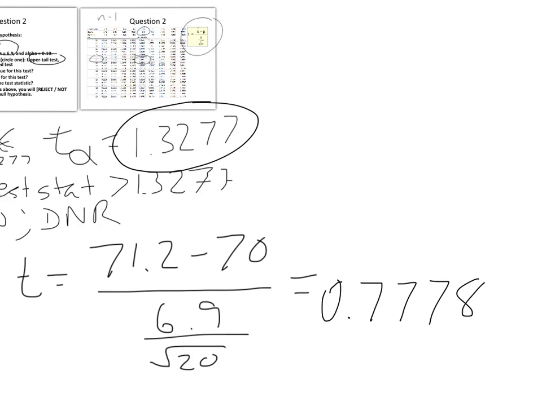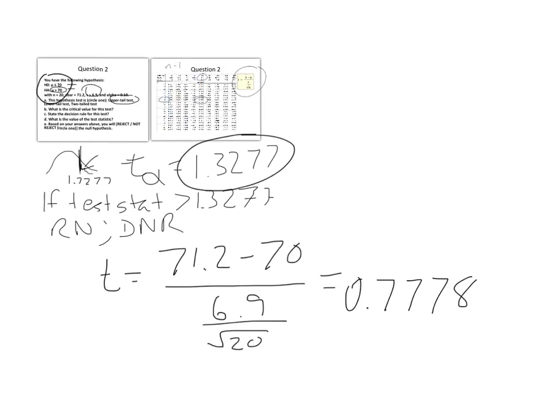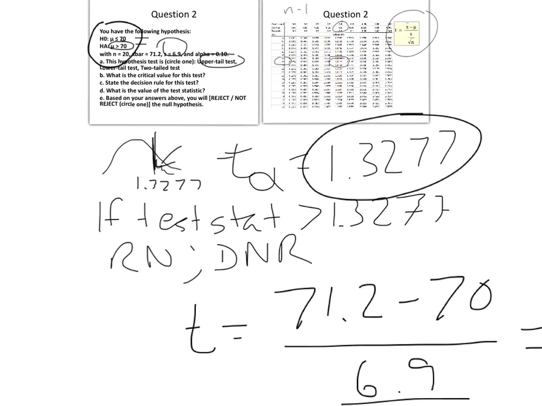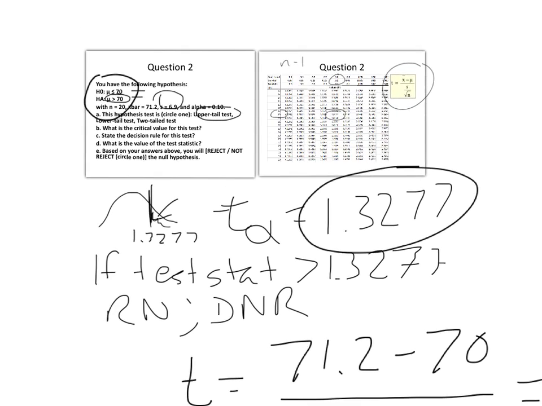So in this case, let's go back to the question here. Based on our answers above, we will not reject the null because our answer of 0.77 falls below the rejection region up here in this part of the curve.